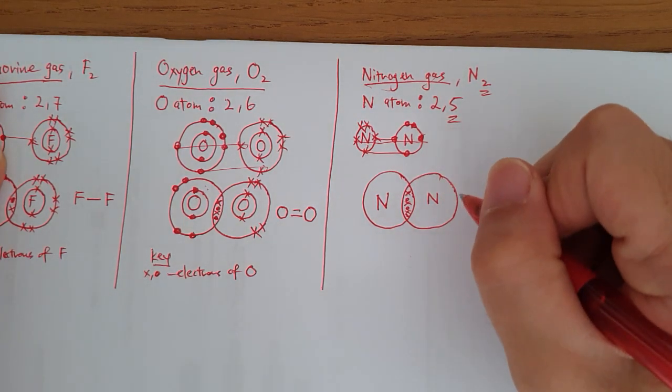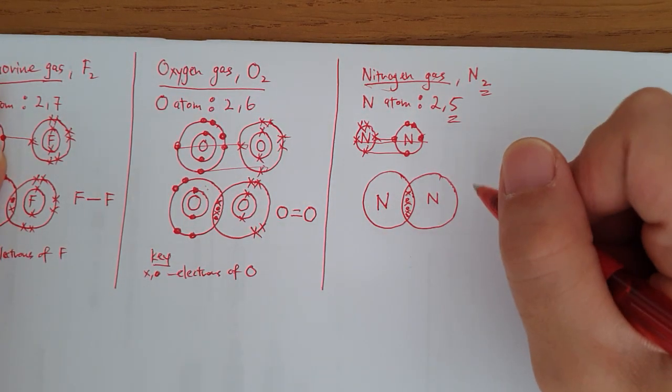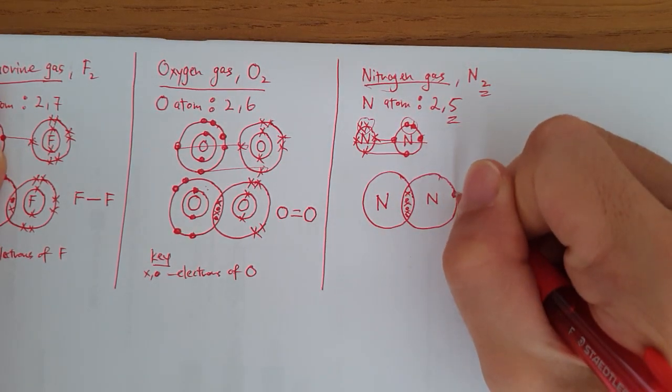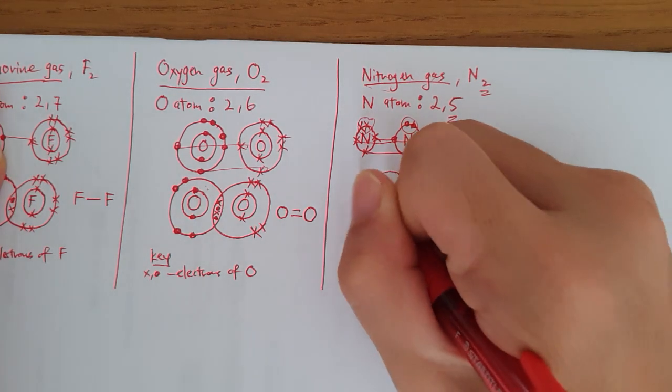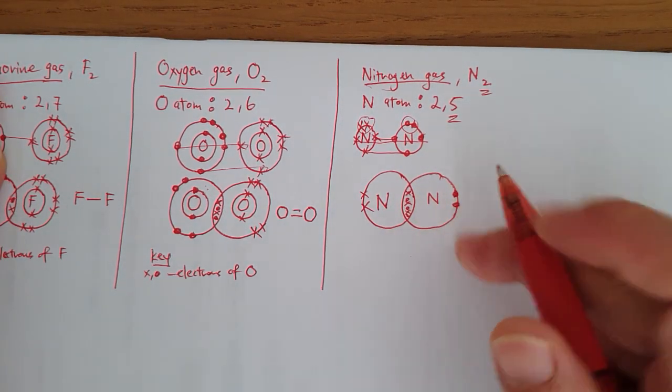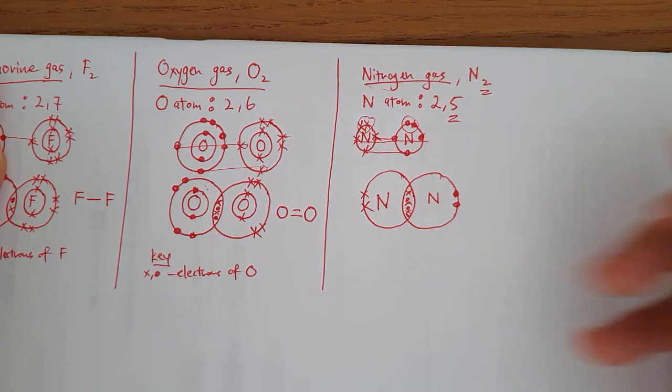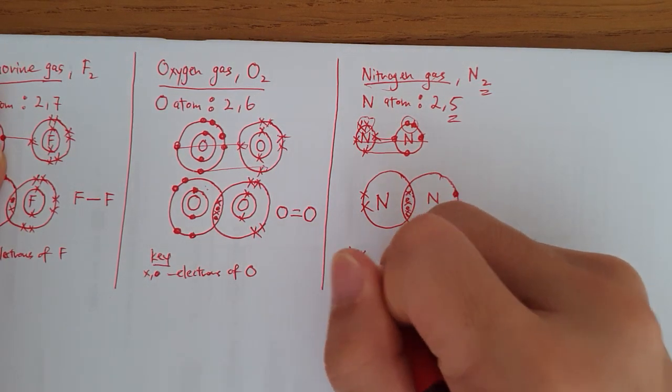What about on each of the nitrogen atoms? Are there any electrons left? Yes, I will have 2 over here and 2 over here. So 1, 2, 3, 4. You can draw these 2 electrons anywhere, it doesn't matter. And last but not least, remember to write in the key.